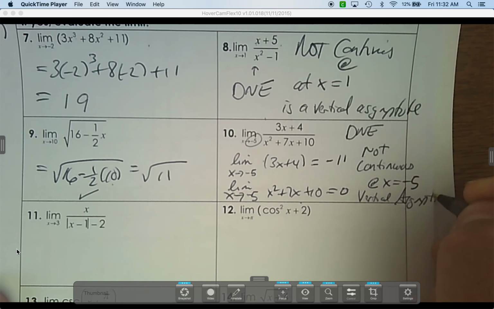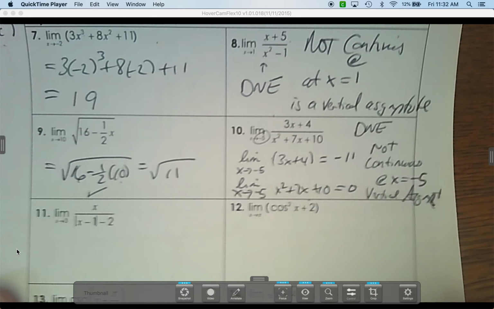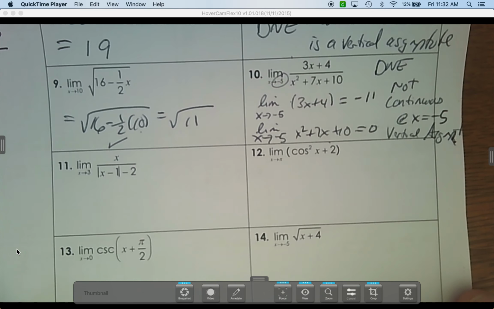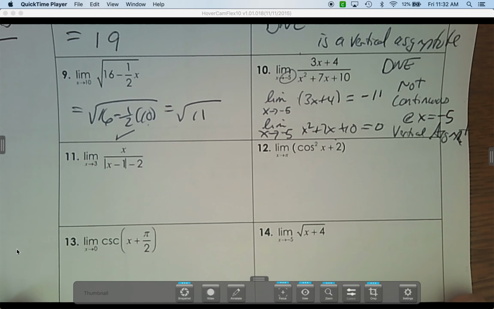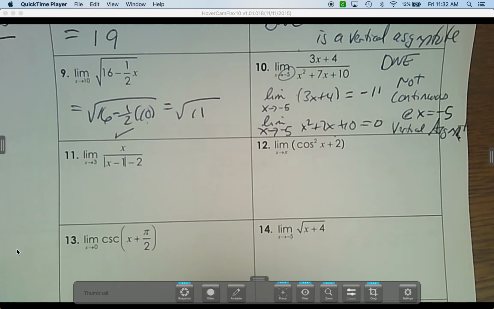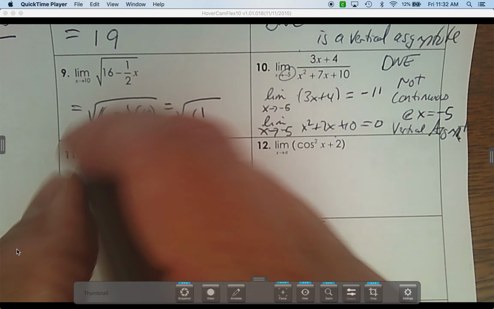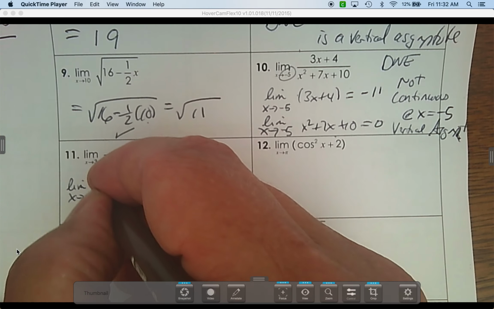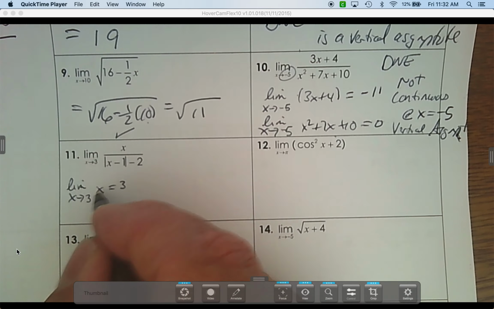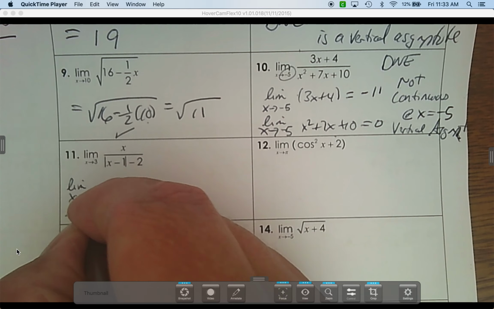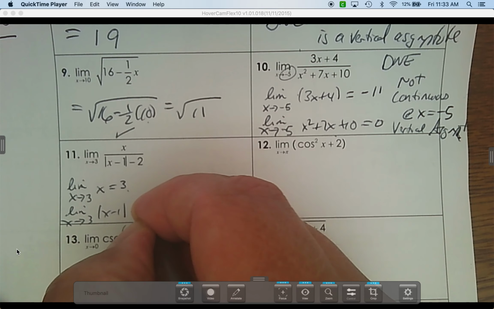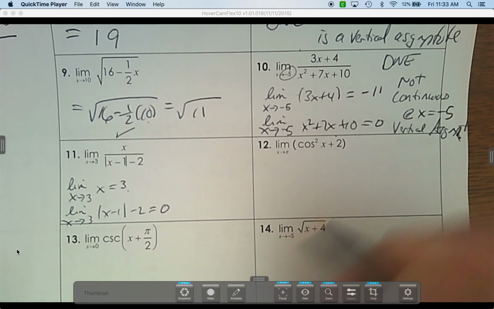It could not exist with a hole, and then with a hole, the limit might still exist, but not with a vertical asymptote. Number 11, substitute in. So what happens? And I want you to notice, just look at the denominator. If I look at the numerator, well, that's fine. You just plug in and the answer is 3. If I look at the denominator and I plug in 3, you can see the answer is 0.